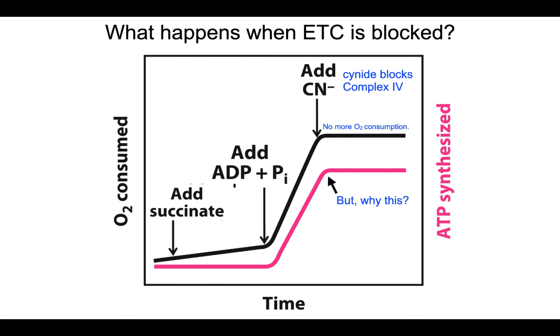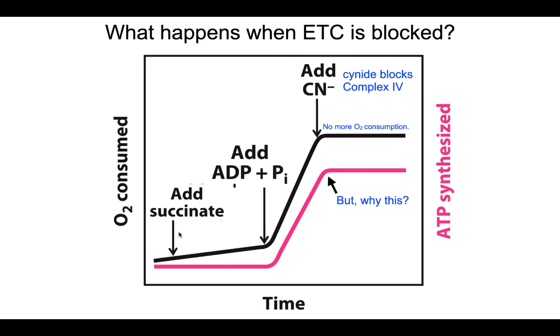So the data will look like this. In black is the amount of oxygen that is consumed. And so the higher up we go, the more oxygen we've consumed. In red, we have ATP synthesis. And so again, when we go up, that means we are synthesizing ATP. Now notice, here we start off with nothing added to the isolated mitochondria, and so we don't get any consumption of oxygen and we don't get any ATP synthesis.